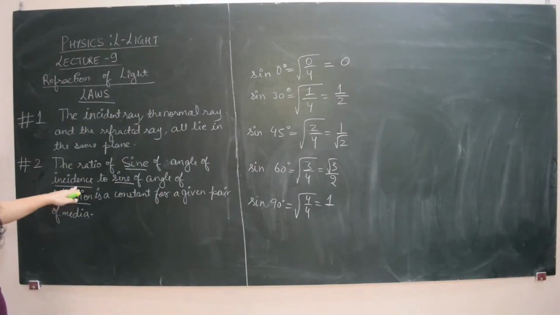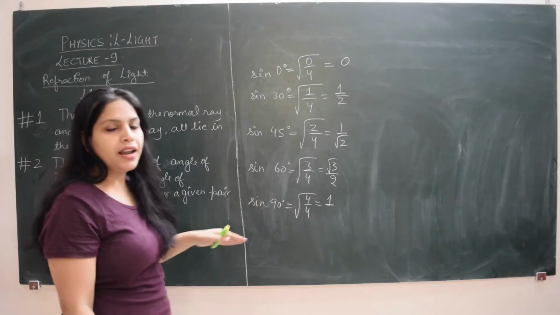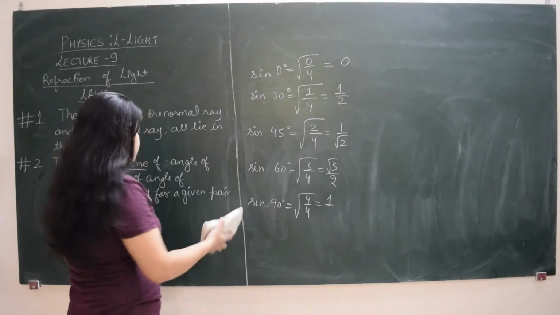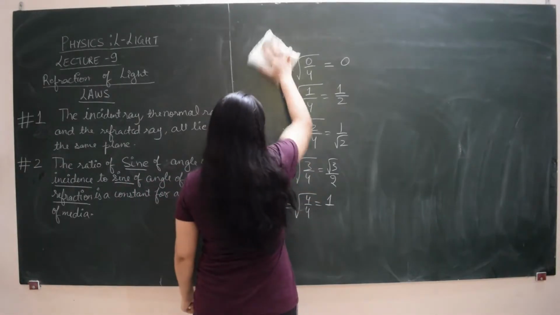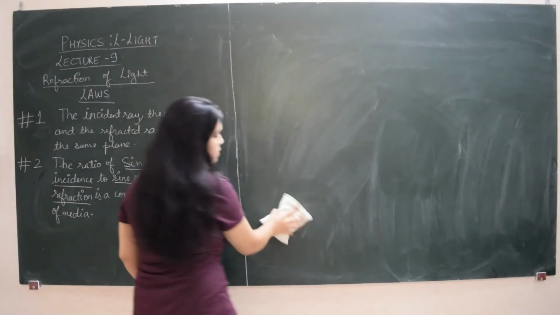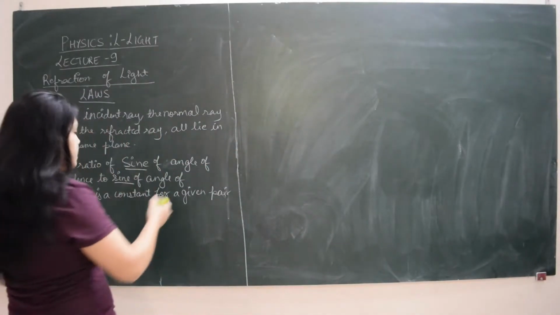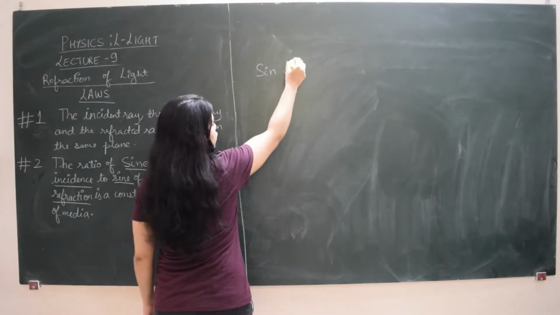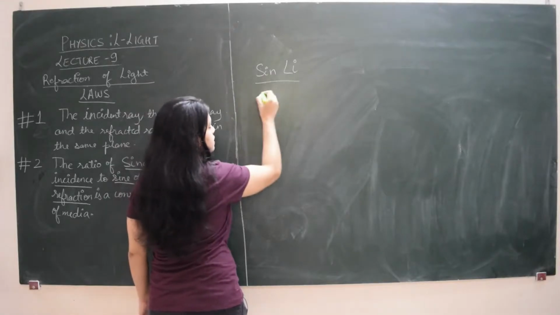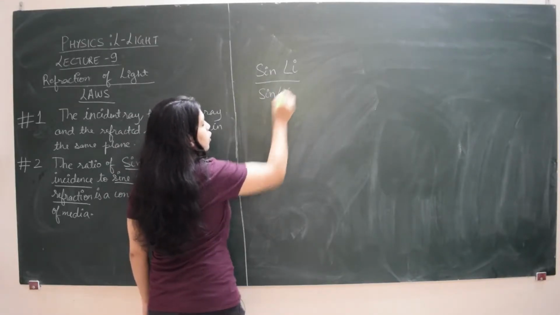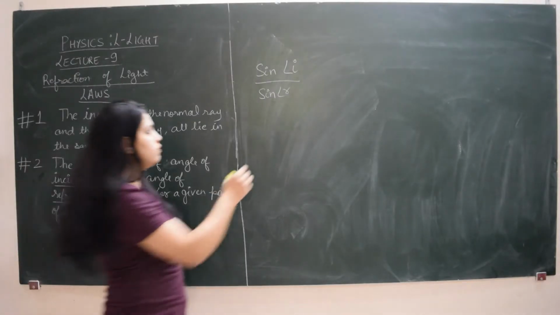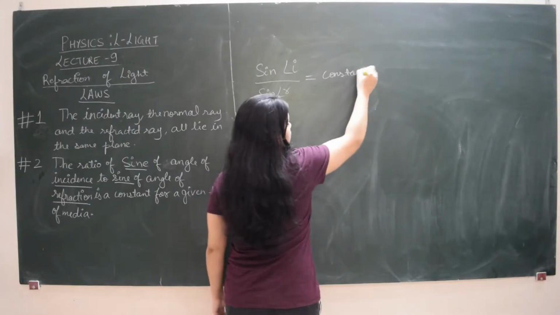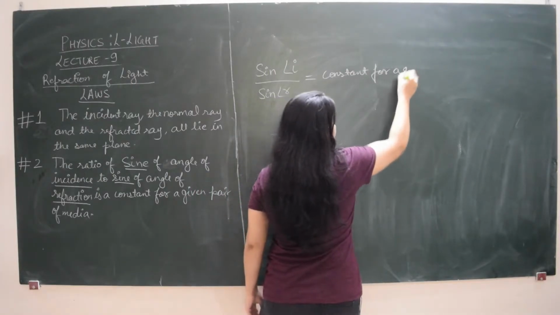Now we know that the angle of incidence is the angle between the incident ray and the normal, and the angle of refraction is the angle between the refracted ray and the normal. Okay, so let us see how we can use this. How does this law help us? The mathematical interpretation of the second law will be: sine of angle of incidence and sine of angle of refraction, we have taken the ratio of these two, and this is a constant for a given pair of media.